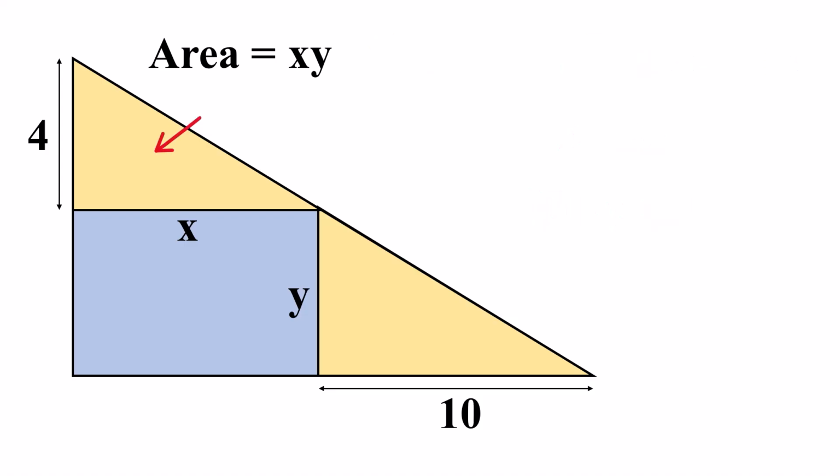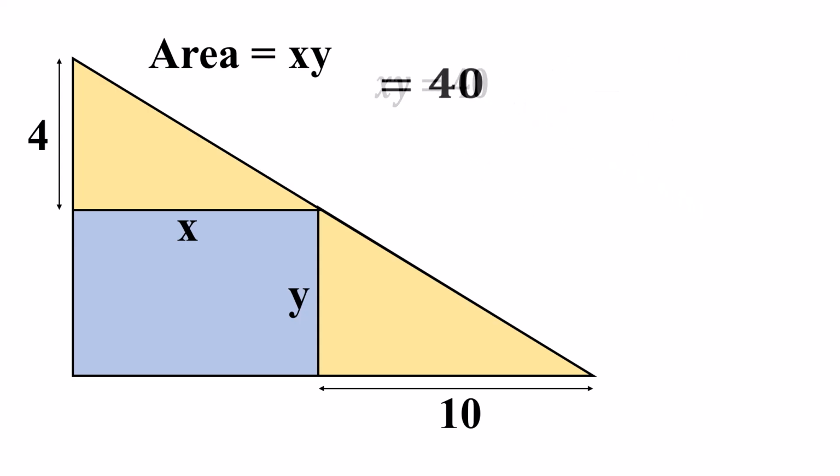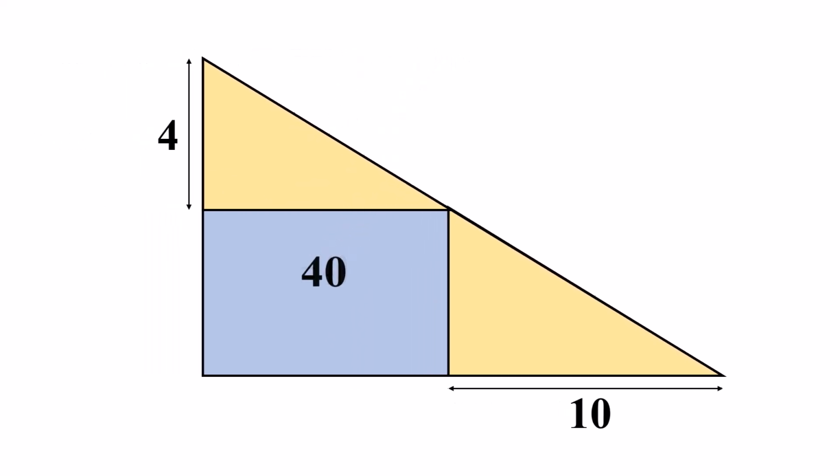So from this triangle, base over height is x over 4. And in this triangle, base over height is 10 over y. Now, applying cross multiplication, we can write x times y is equal to 40. So the area of the rectangle is 40 units, and that is our solution.